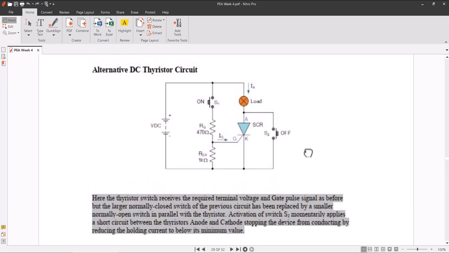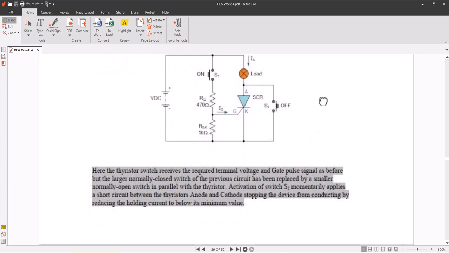Hence the thyristor switch receives the required terminal voltage gate pulse as before, but the larger normally closed switch of the previous circuit has been replaced by a smaller normally open switch in parallel with the thyristor. Activation of the switch S2 momentarily applies a short circuit between the thyristor anode and cathode, stopping the device from conducting by reducing the holding current to below its minimum value.